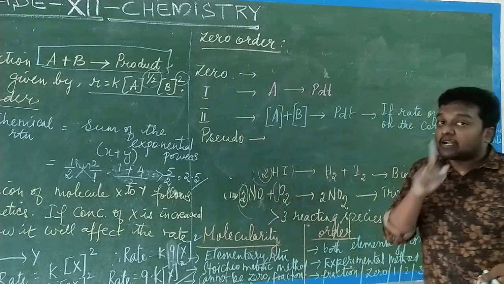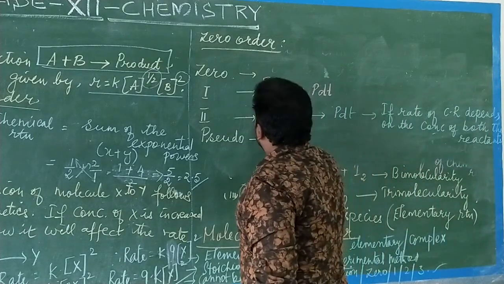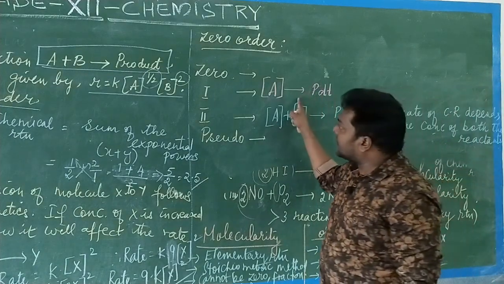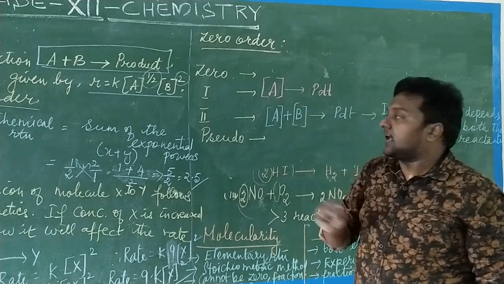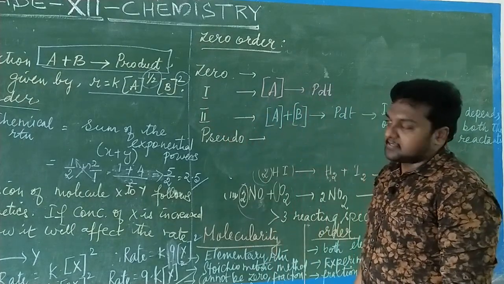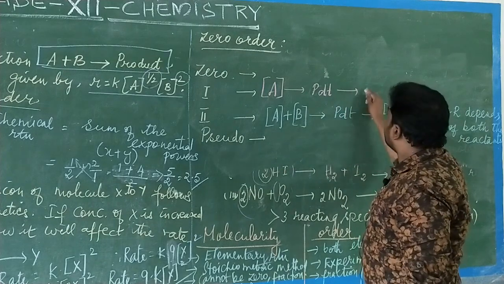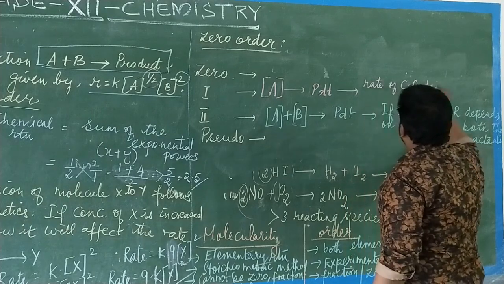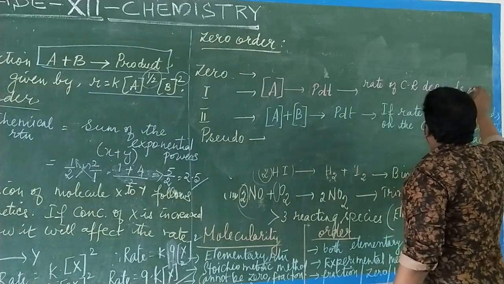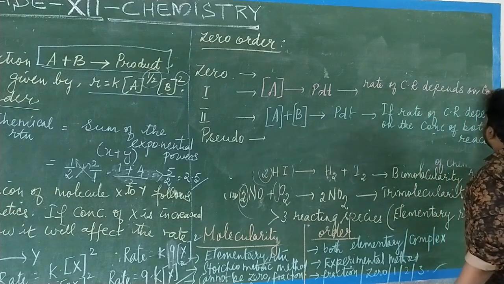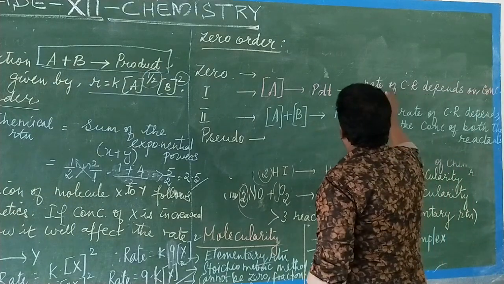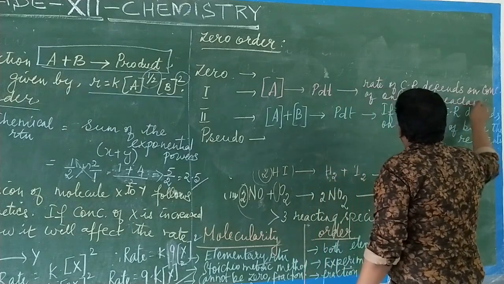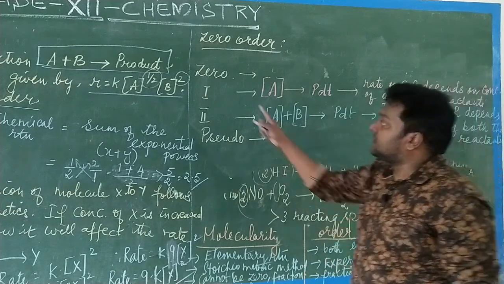Here how many reactants? Only one reactant. If the rate of a chemical reaction depends on the concentration of only one reactant, I am calling it first order kinetics. So what is first order kinetics? If the rate of a chemical reaction depends on the concentration of only one reactant, it is first order kinetics.